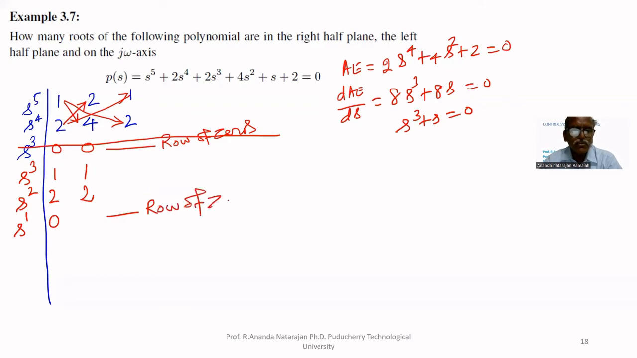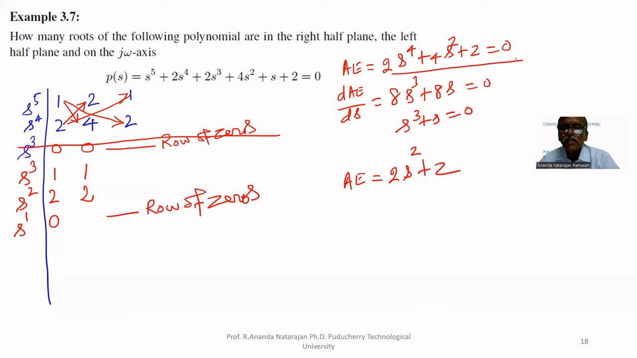A row of zeros. Already I told you that for s power 1, we have to consider the row of zeros. Therefore, we have to form a second auxiliary equation. The second auxiliary equation is 2s square plus 2. Only even powers. Here also we have to consider only even powers.